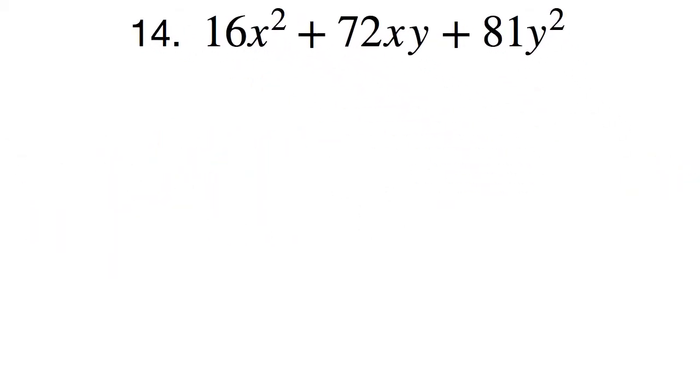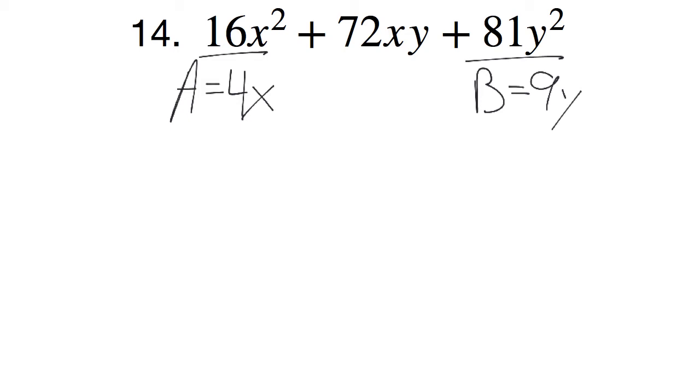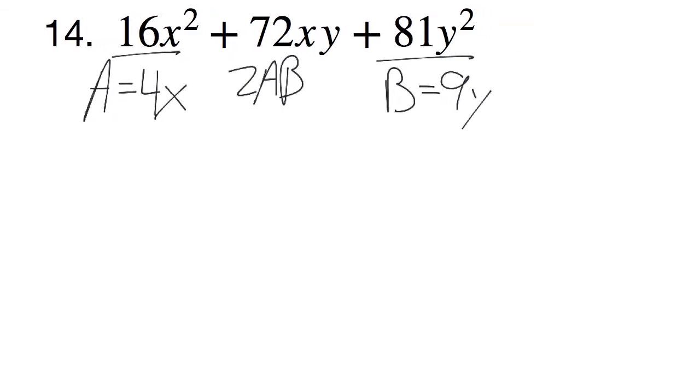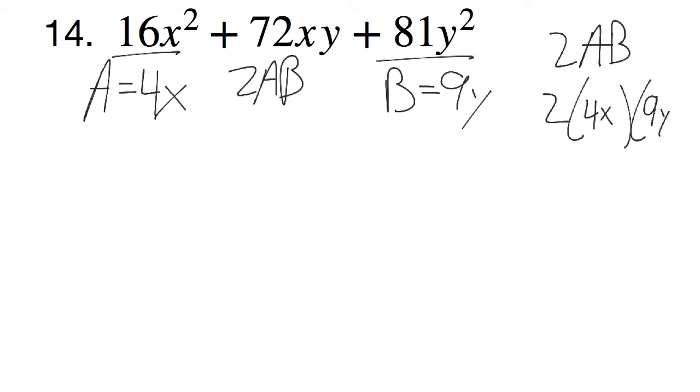Let's do the same thing here. I notice that I've got a perfect square trinomial, and this is x squared and y squared. So what times itself is 16x squared? That's going to be 4x. What times itself is 81y squared? That would be 9y. And the question is, is this 2ab? Let's find out on the side. So what would 2ab calculate out to be? 2 times a, which is 4x, times b, which is 9y. 2 times 4 times 9, well, 2 times 4 is 8, times 9 is 72xy. Yeah, we've got a 2ab in the middle. That middle term is definitely 2ab.